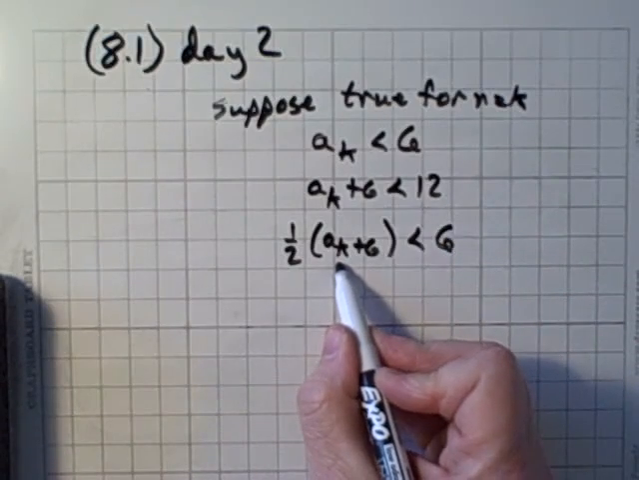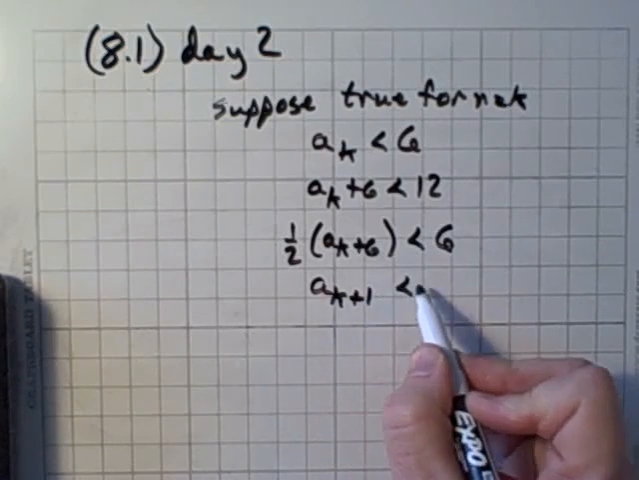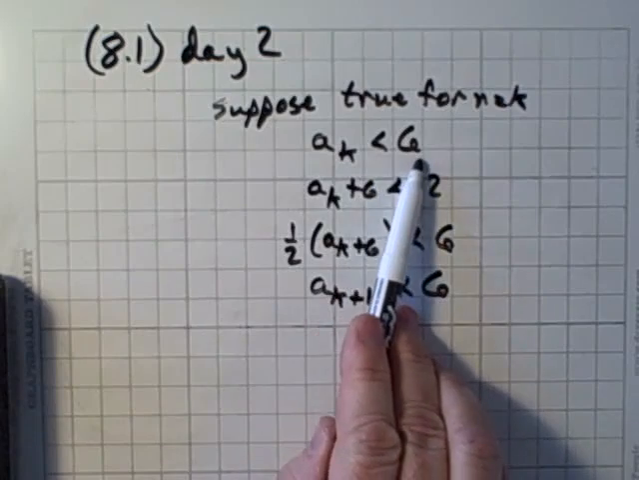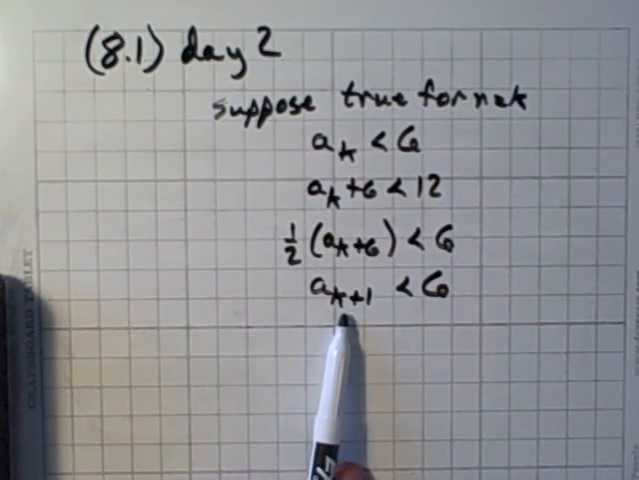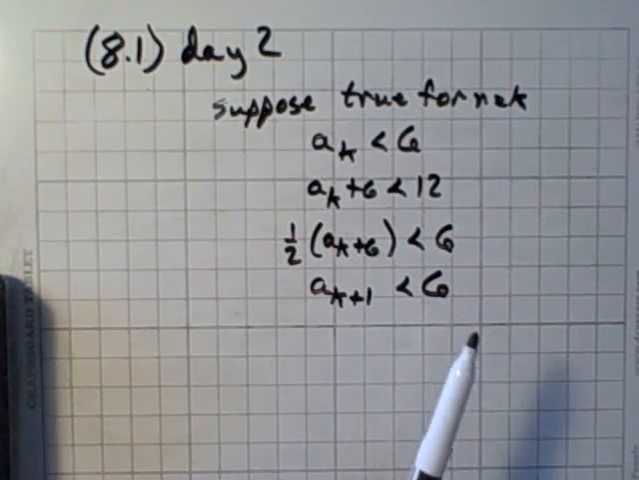And by definition, this is the a sub k plus 1 term. And that tells us that if we have a term smaller than 6, and we did at the beginning, we are guaranteed the next term will be smaller than 6. One more thing.